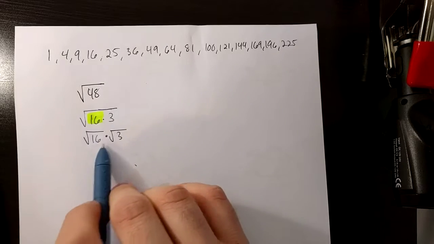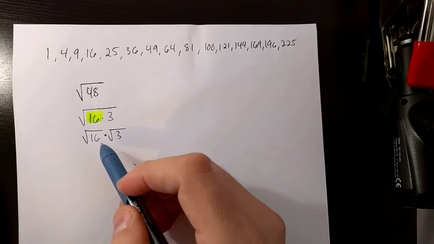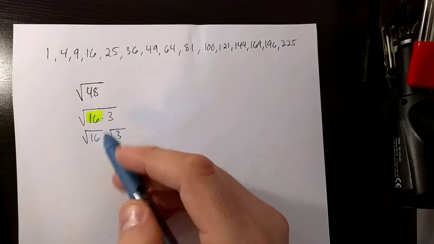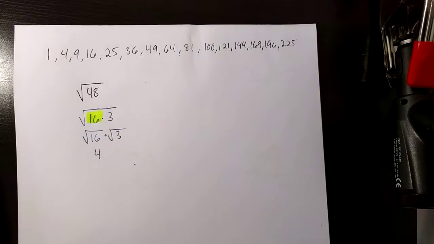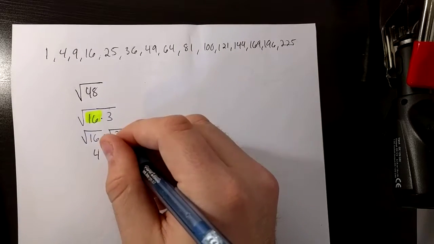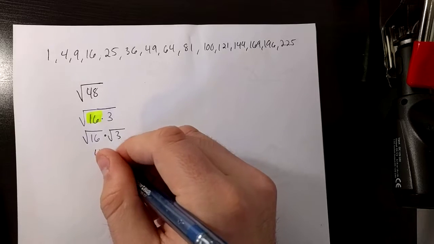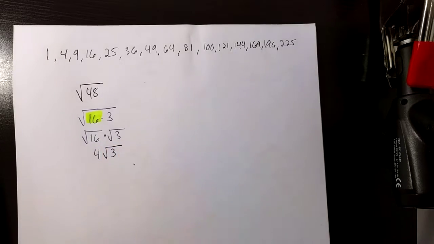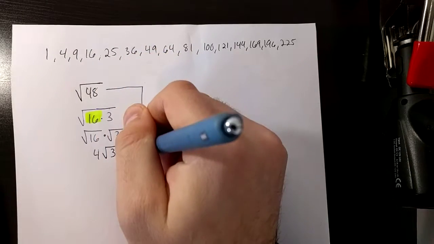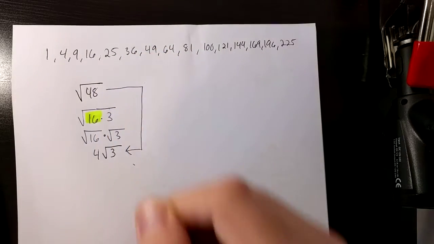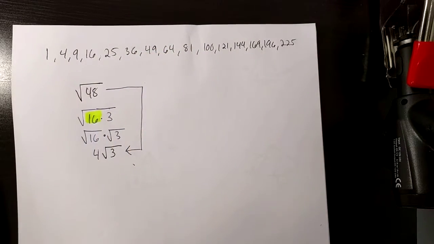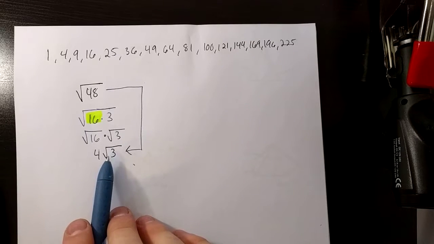And the whole reason we seek out that perfect square is because the square root of 16 is 4. Exactly. The square root of 3 is an irrational number, so we're just going to keep this number exact as 4 root 3. This number, square root of 48, and 4 root 3 are the exact same number. This is a simplified version of it.